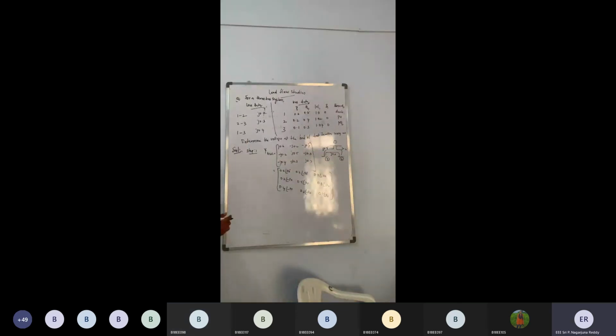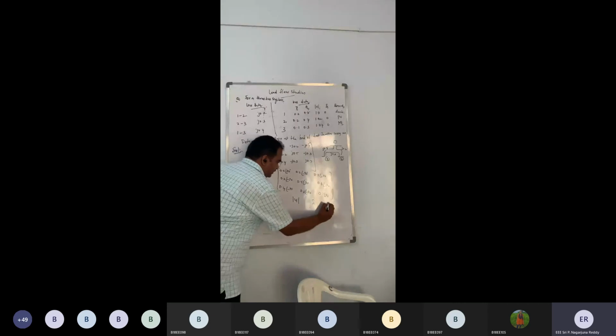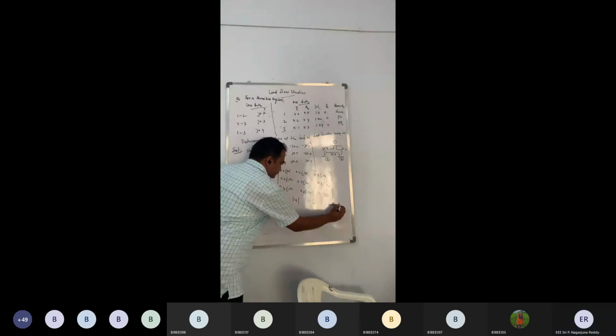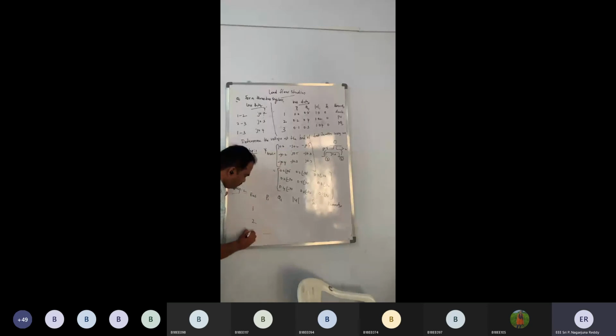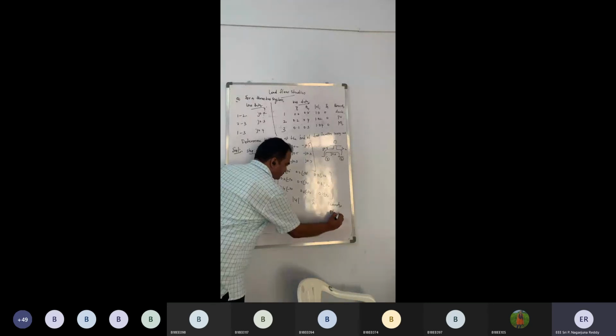Once this Y bus is complete, now what is step number 2? Step number 2 is about consolidating the bus data. How many buses have been given to us? 3 buses. I'll write down here bus number, PI, QI, mod VI, delta I, and Vmax. 3 buses have been given for us: 1, 2, and 3. What is bus number 1? It is the slack bus. Bus number 2 is PV bus, bus 3 is PQ bus.